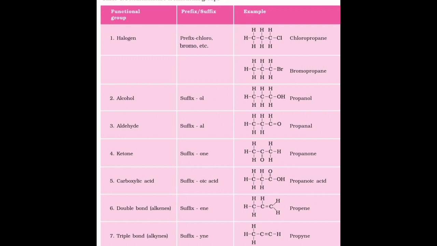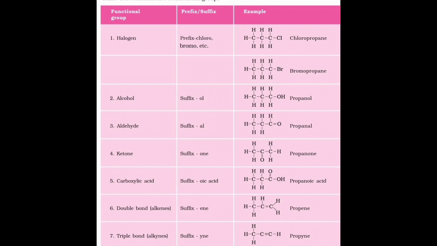Now in the third column, the example: for alcohol, as you can see, it is a 3 carbon compound, so it becomes propane. And as it is alcohol, OH is present, so we'll use the suffix OL. So we'll replace the E of propane with OL. So the name of the compound becomes propanol. Similarly, for aldehyde, it becomes propanal. For ketone, propanone. Carboxylic acid, propanoic acid. And for double bond, for alkenes, it becomes propene. And for alkynes, it becomes propyne.